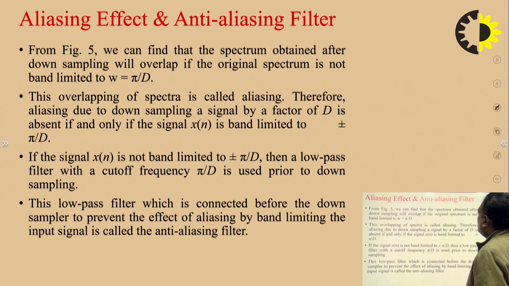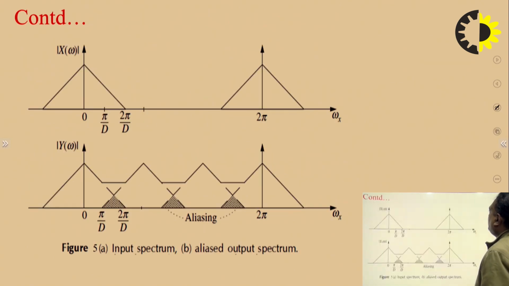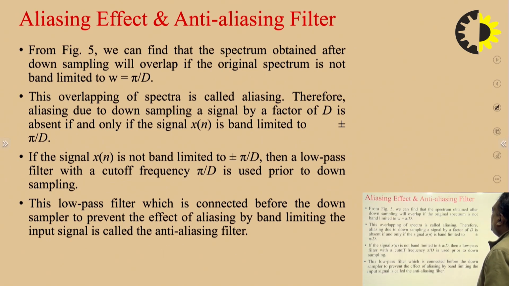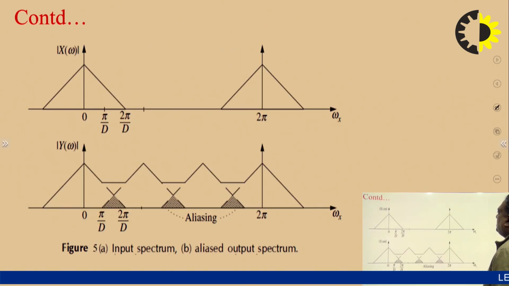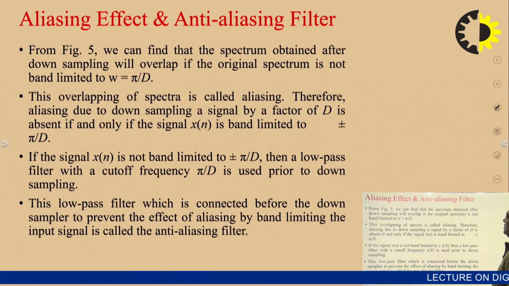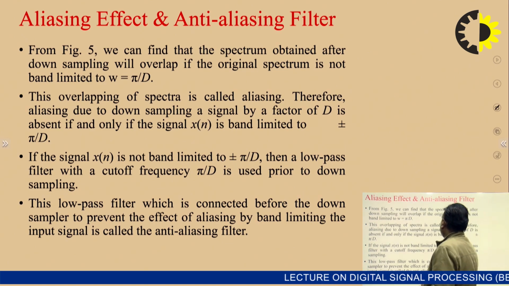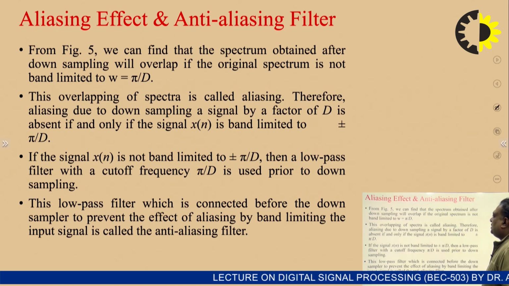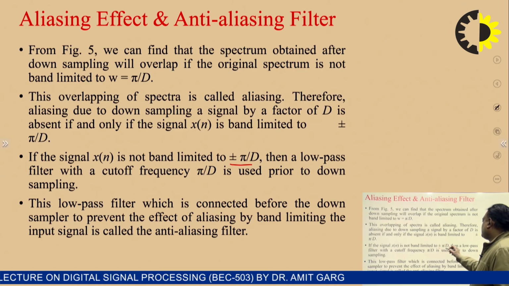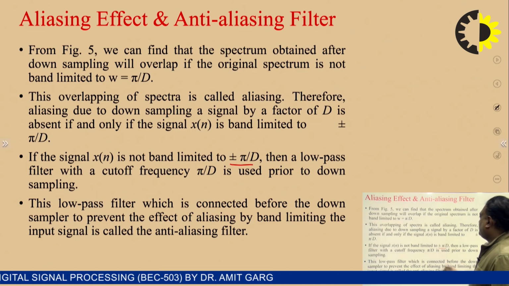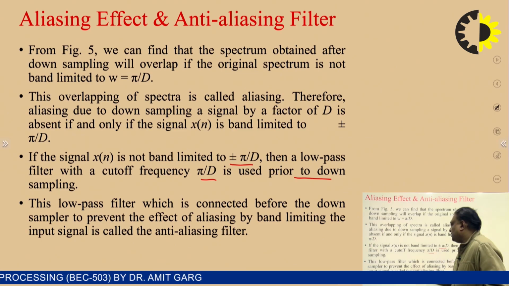Next is the aliasing effect and the anti-aliasing filter. We find that the spectrum obtained after downsampling, figure 5, will overlap if the original spectrum is not band limited to pi by D. This we have already seen. This overlapping of spectra is called aliasing. Therefore, aliasing due to downsampling a signal by a factor of D is absent if and only if the signal x[n] is band limited to plus minus pi by D. If the signal x[n] is not band limited to plus minus pi by D, then a low pass filter with a cutoff frequency pi by D is used prior to downsampling. This we have already done.